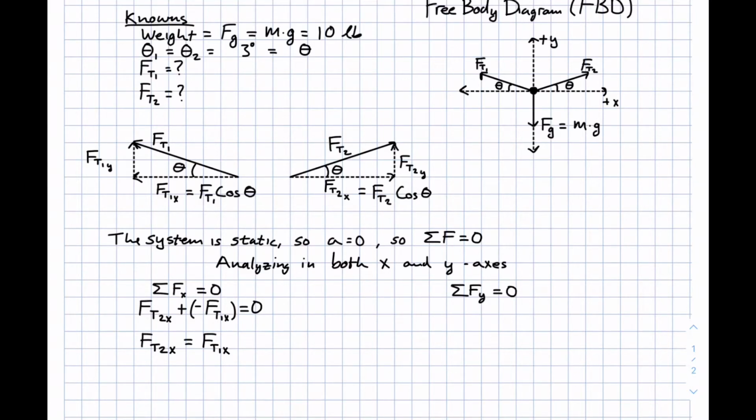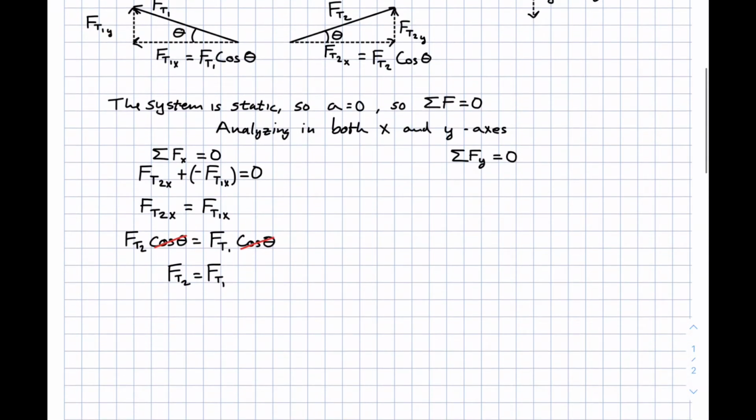Now, if we substitute those into the equilibrium equation in the x-axis, we see that Ft2 cosine theta equals Ft1 cosine theta. And since theta is the same on both sides, the cosine thetas cancel, and we get that Ft2 equals Ft1. And we may as well dispense with the subscripts at this point, since they're all equal, and we can just call it Ft.